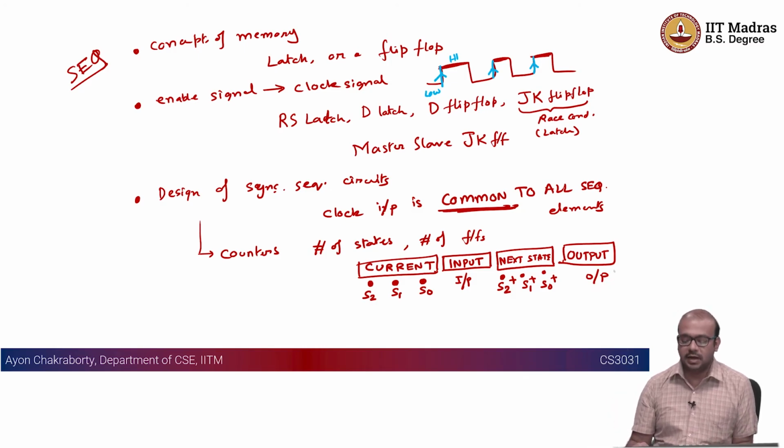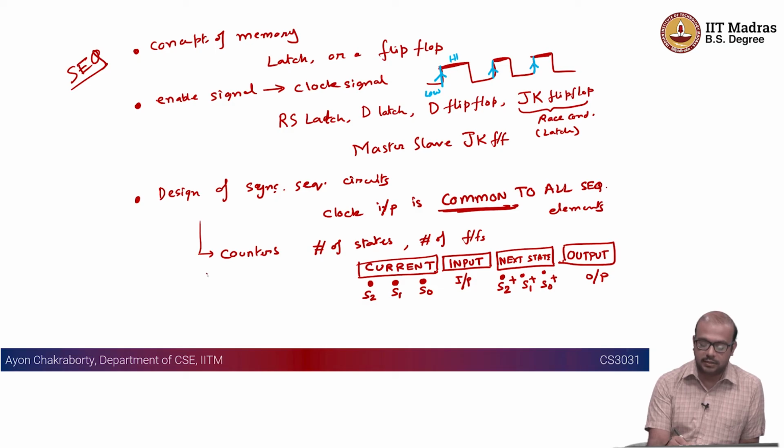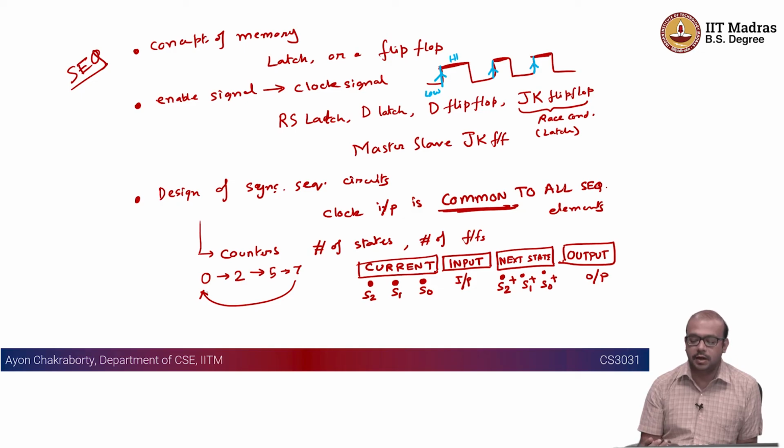So let's say you are designing a counter that counts like this: 0, after that it goes to 2, after that it goes to 5, after that it goes to 7, and back to 0. And you have to design this counter. We have looked into how to do that. Let's say you have to fill up this table. At a point you are at 5, which is your current state, and it looks like this: 1 0 1.